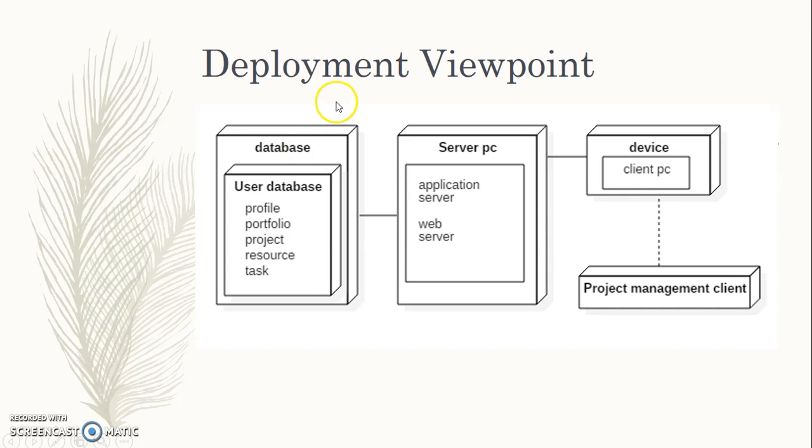Based on the diagram, the database where all the data is stored is the server PC, where the database and the device are connected, and the device is the client PC. The interaction between the user and the server PC and the client. The project management client is in the client PC, and the project management client is the interaction between the client PC and the user.